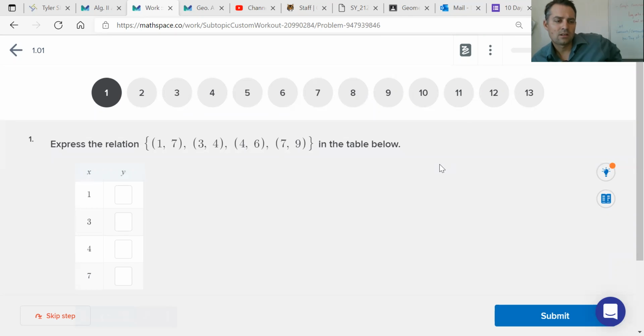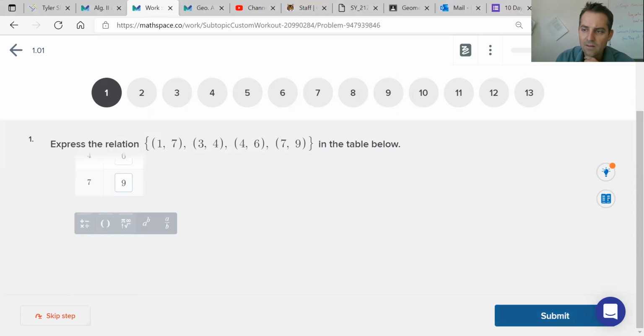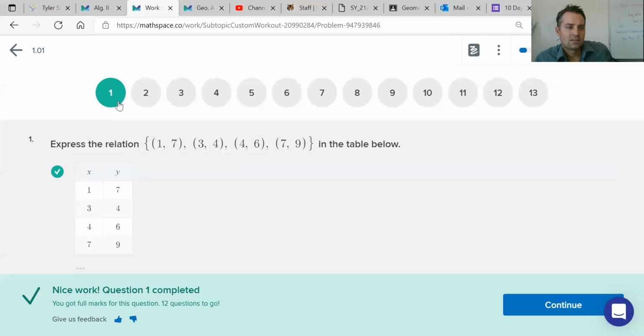Okay, so we're going to be talking about 1.01 functions, relations, maybe domain and range today. But number one says express this relation in the table below. So it's really easy, just pairing x with y. You see 3, 4, so pretty simple on that. 4, 6, 7, 9. We're going to try that out, hit submit. And that's it. So the green means the question is correct.